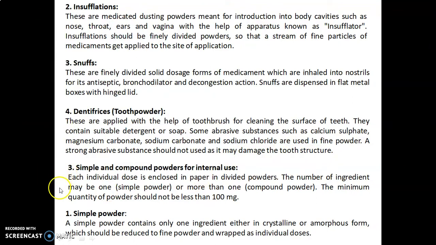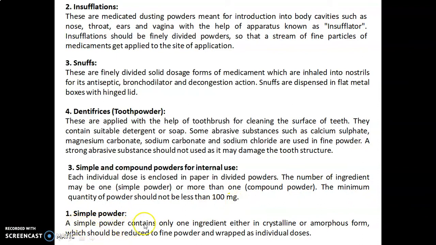Then next, third class, that is the simple and compound powder for internal use. This is the main class of the powder. Each individual dose is enclosed in paper. In the divided powders, the number of ingredients may be one, that is simple powder, or more than one, that is compound powder. The minimum quantity of powder should not be less than 100 milligram.